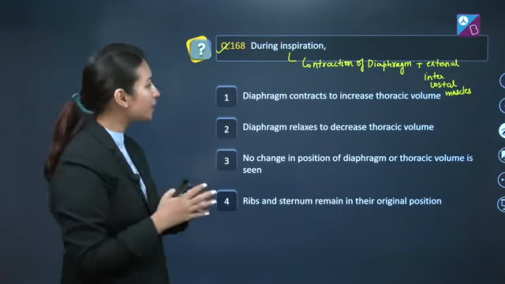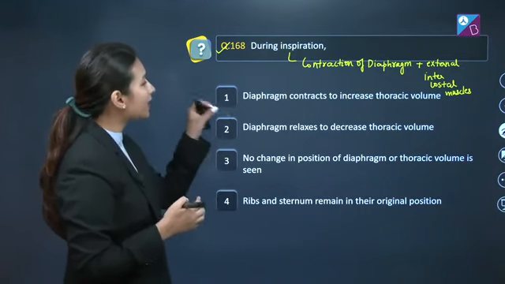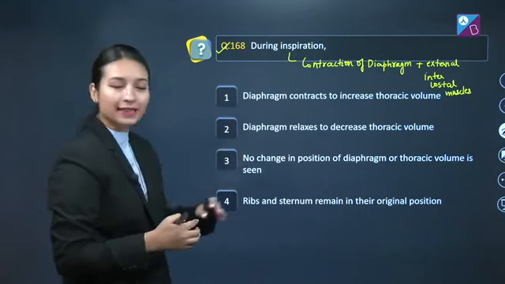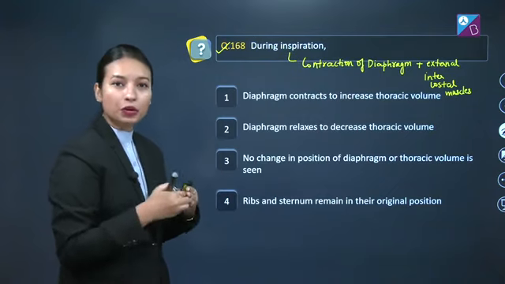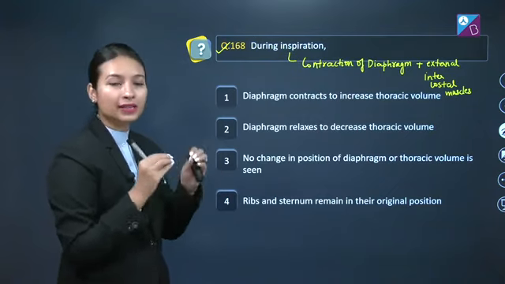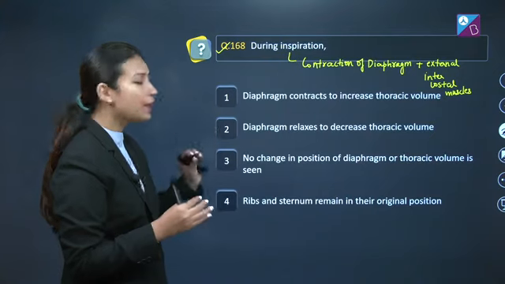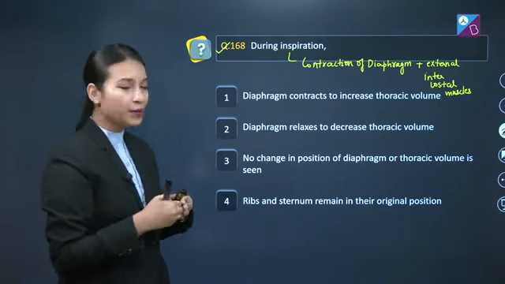So let's see the options. पहला option है यहाँ पे diaphragm contracts to increase thoracic volume. As I just told you that it does happens during inspiration. So this should be our answer, but let's see the other options.